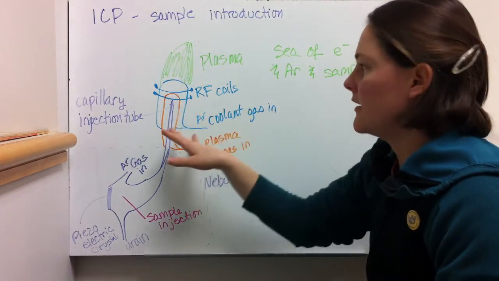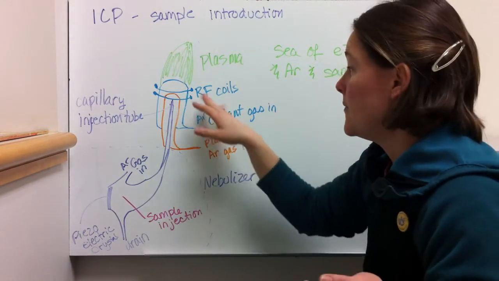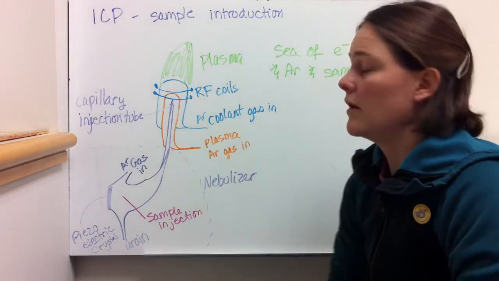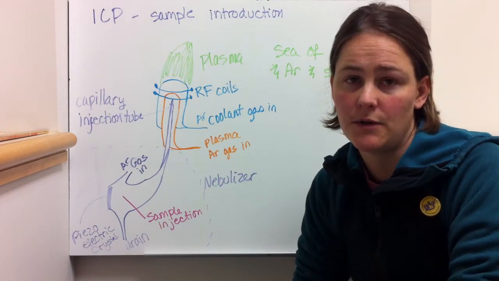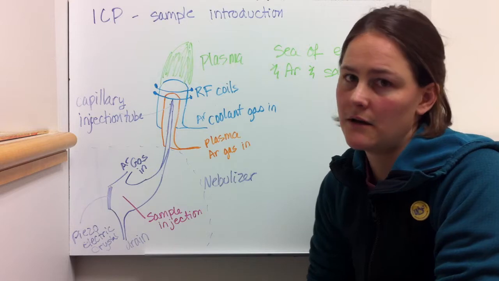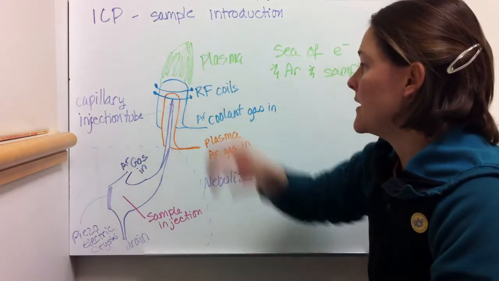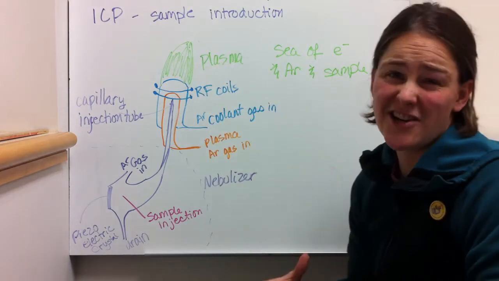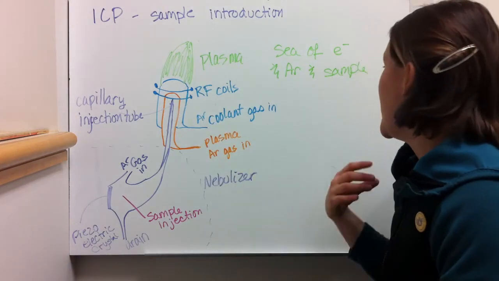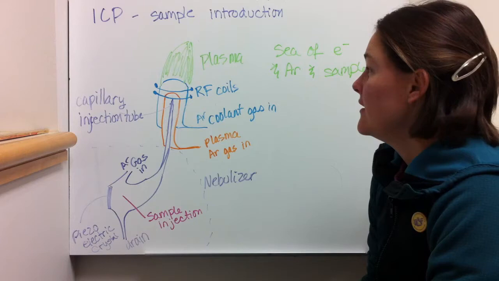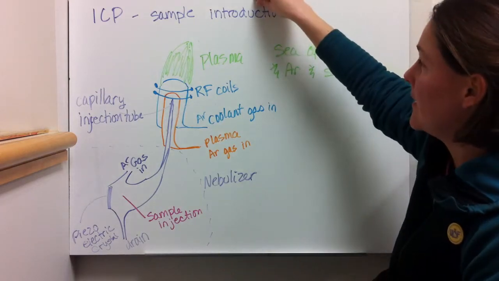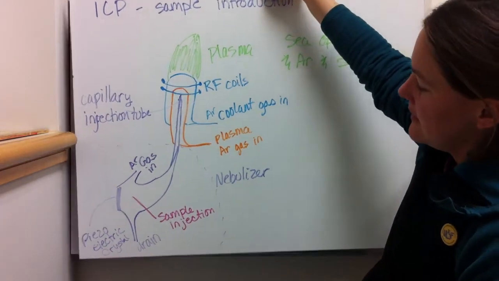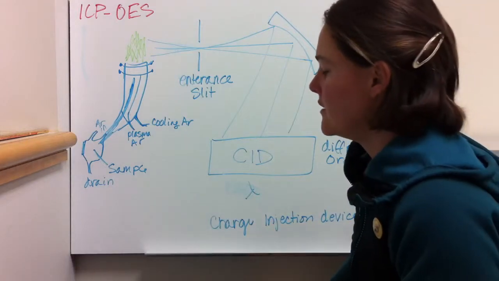And then you also have argon coolant gas coming in. Then you have the RF, radio frequency, coils working at, I don't know, somewhere in the megahertz range. And that's how you get a plasma. So the plasma is like a sea of electrons and argon and sample. So there's just all kinds of business going on there. So now let's talk about the back ends. How can you use this?